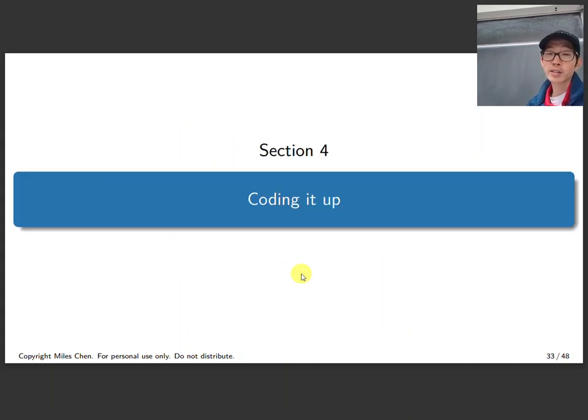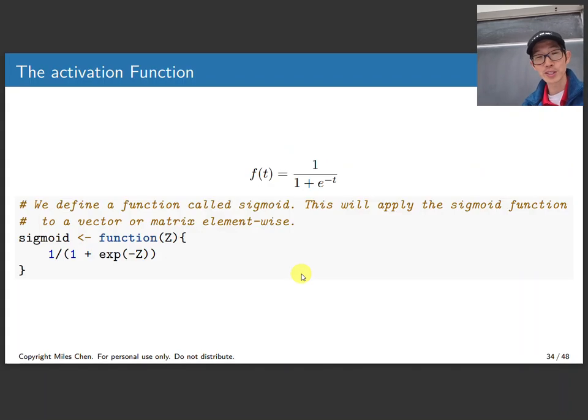Okay, the next thing is, we have all of this and we want to code it up. And surprisingly, or maybe it's not surprising, once you've done the math, coding it up is actually simple and straightforward. So, for example, the sigmoid function, you just have exactly that, 1 over 1 plus e to the negative z or t or whatever you want to use.